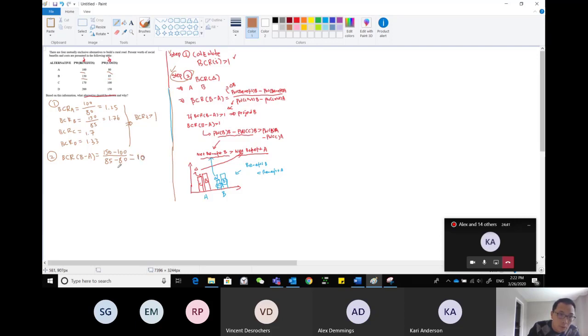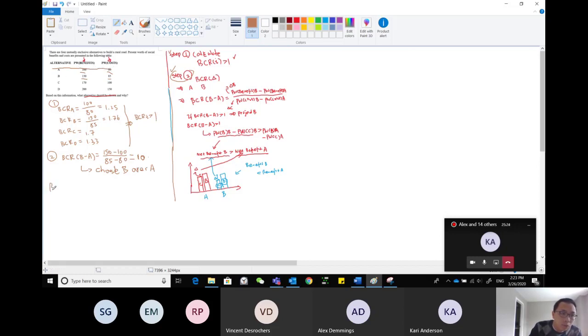One trick here is the reason I choose B minus A is because the cost for B is bigger than the cost for A, right? So now the BCR delta is 10 here. So this will give us the conclusion of choose B over A, right? So A is gone. So we stay with these three.